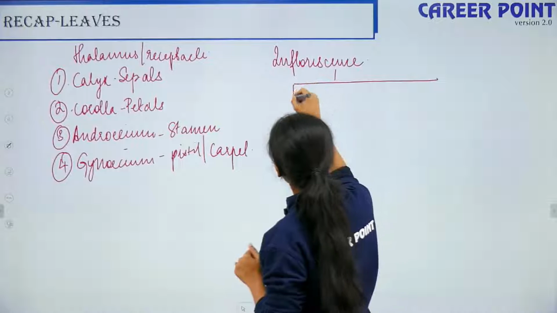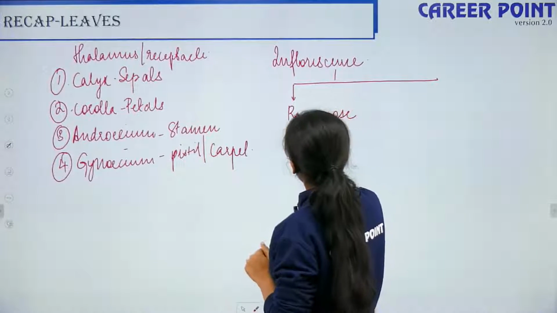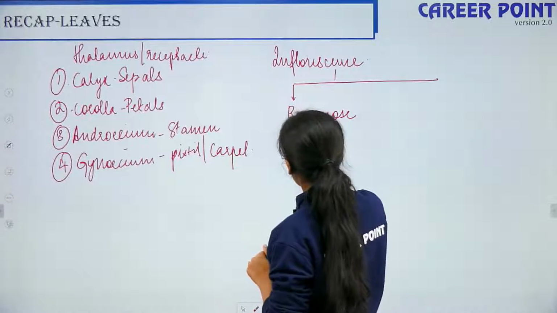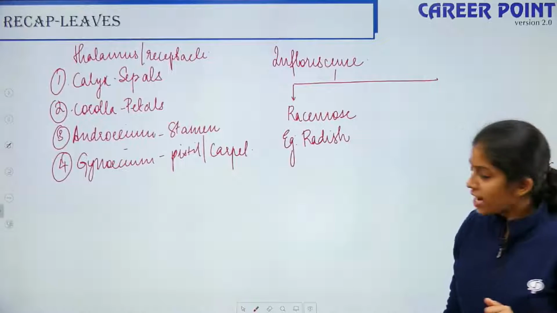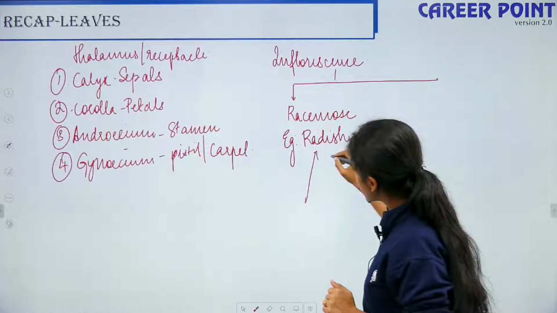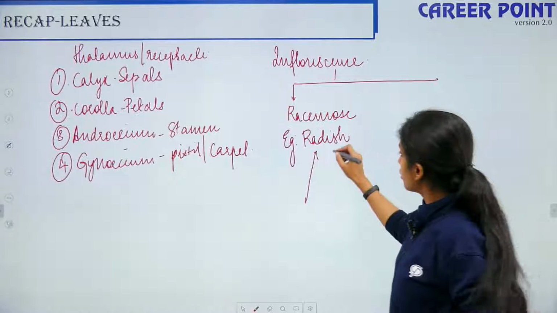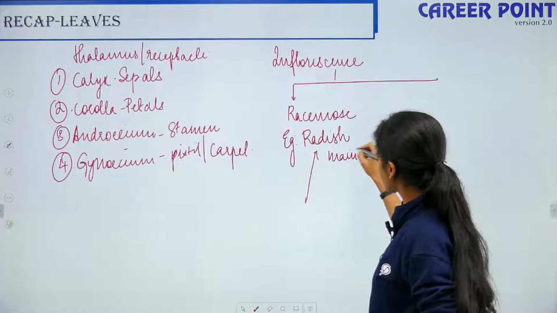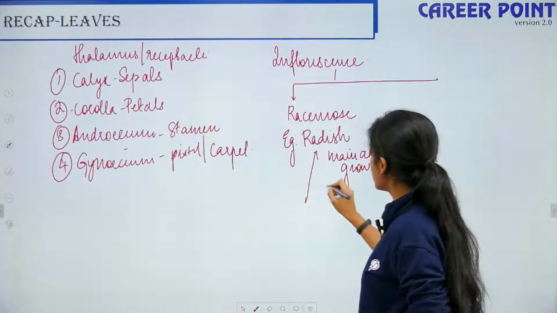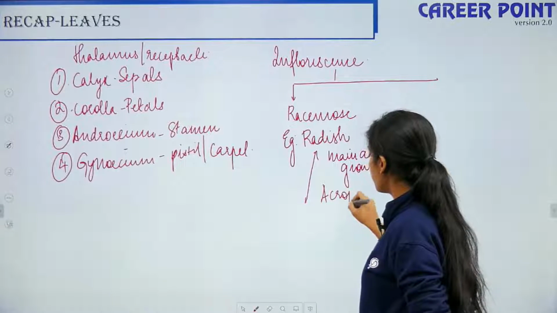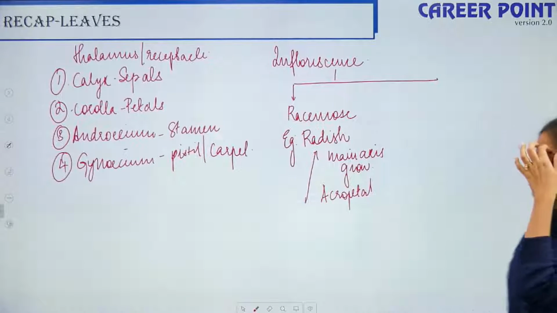The first one is racemose inflorescence. So example was your radish. So in this chapter, example is equally important. So the racemose inflorescence example is your radish. So here the main axis continues to grow and the flowers are in the lateral branches. So the main axis grows here. And the flowers are in acropetal fashion. So acropetal fashion is they are facing upward. So that is acropetal fashion.